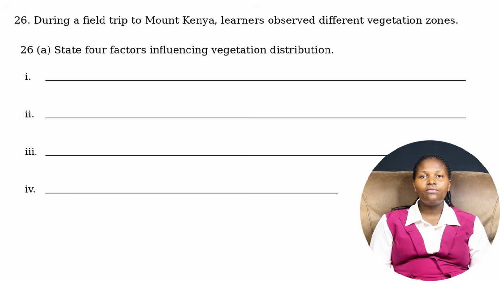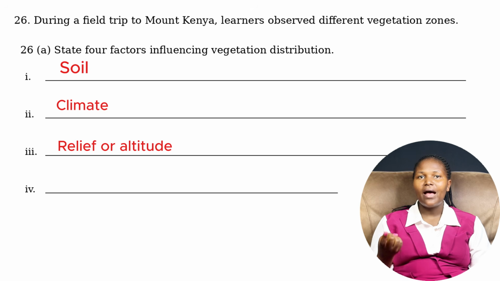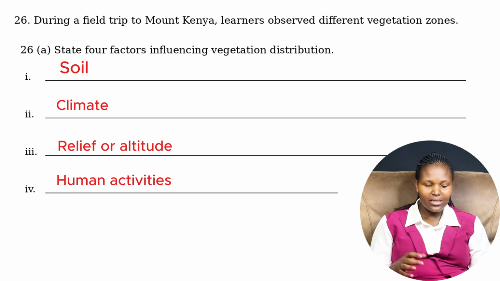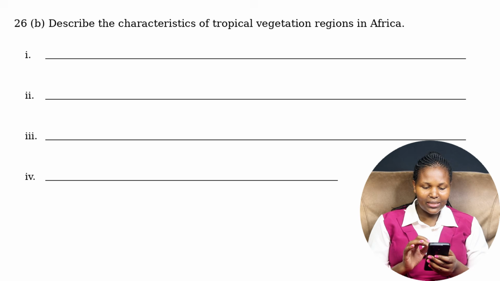So factors influencing vegetation distribution may include: we have soil, we have climate, we have relief or altitude, we have human activities, drainage, animals, and maybe even natural disasters. So you can say any of those 4. Then describe, that is B.